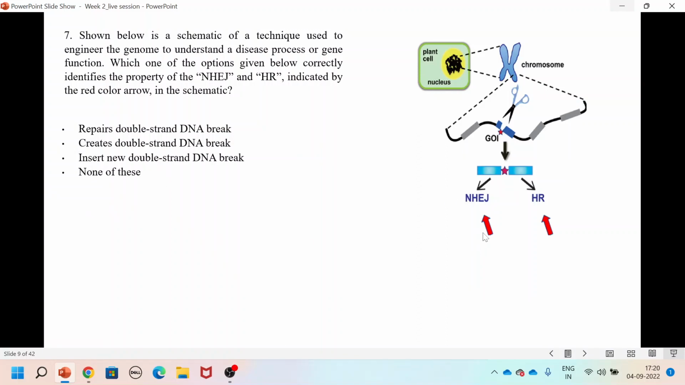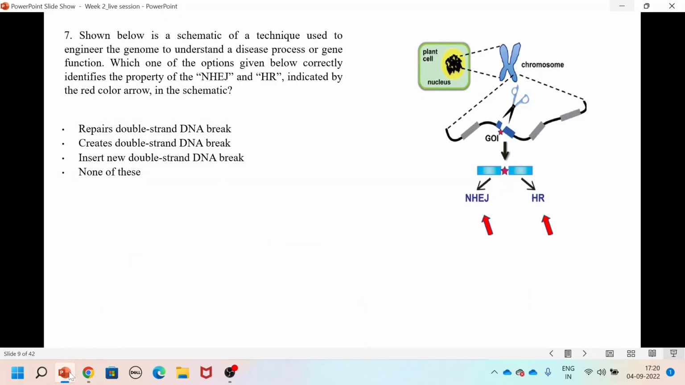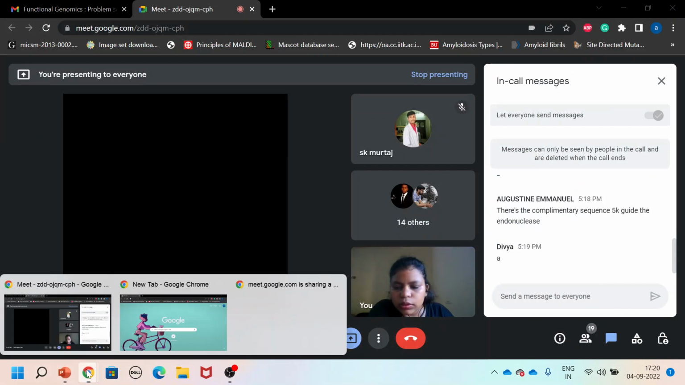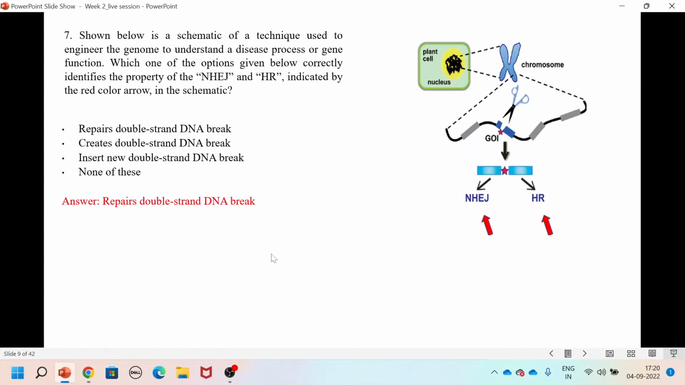So what is the function or what is the property of this non-homologous end joining and homologous directed repair which is taking place? Option A, they repair the double-stranded DNA break. Okay. So it's again a theoretical question, and the answer is it repairs a double-stranded DNA break, which is created as a result of the endonuclease activity.